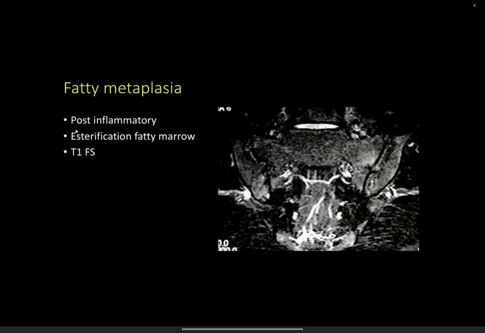Now, fatty metaplasia. What happens is, as a result of inflammation or insult, so post-inflammatory, there is deposition of fat in the marrow, and that is a metaplasia. So that is esterification of the marrow, and it is best seen on T1 fat saturated images, preferably coronal. So here again we are seeing fatty metaplasia. So even after fat suppression on T1, we are seeing this hyperintensity.